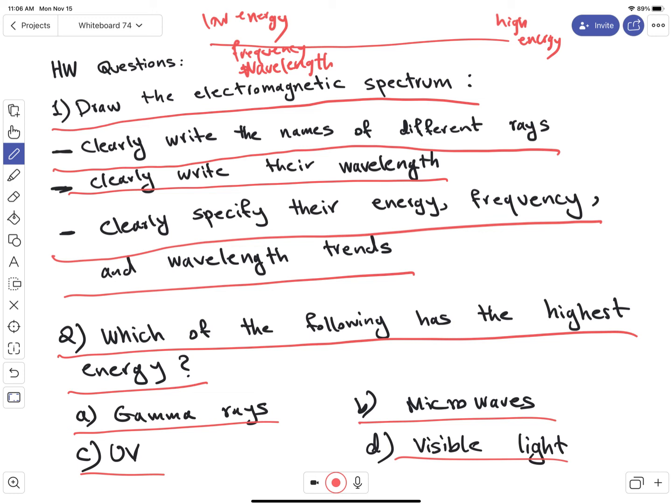UV. Sorry. It's kind of like UV. Yeah, thank you. Anything else? Can you read this?